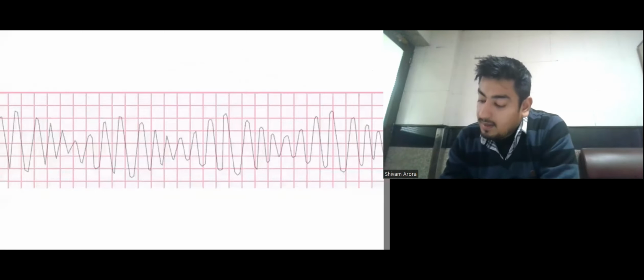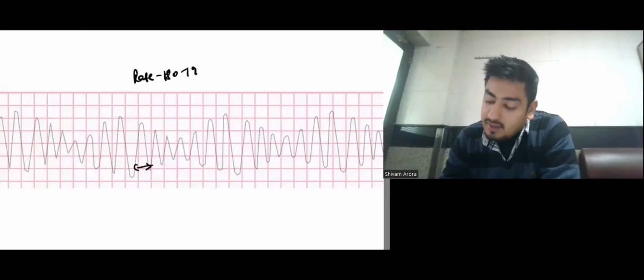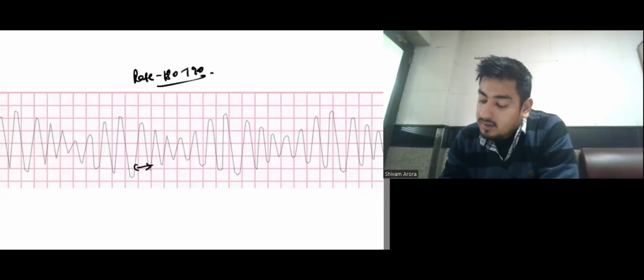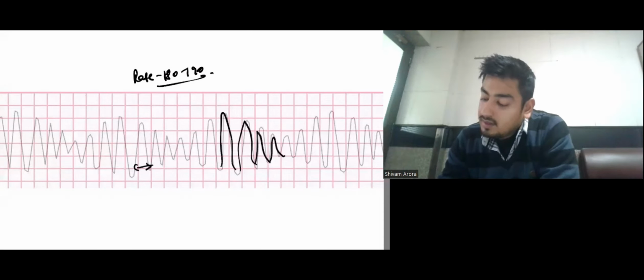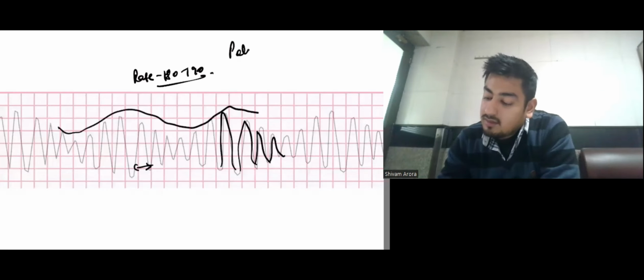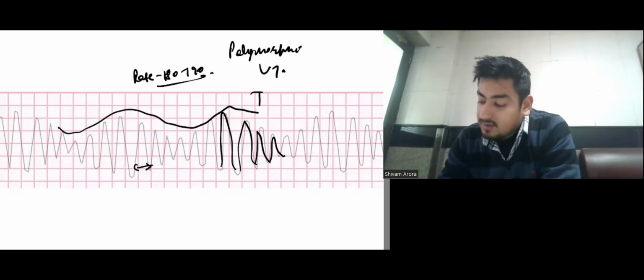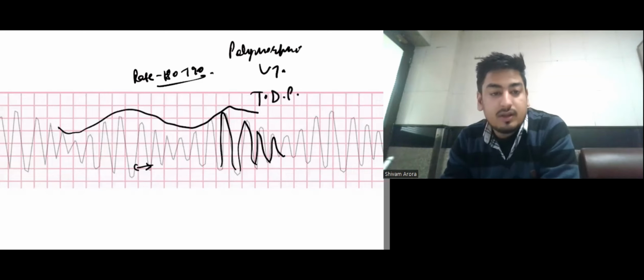Okay. In this ECG, we can see that this is again a broad complex tachycardia. Rate is almost 180 to 190, and the morphology of QRS is different everywhere. And this is forming a pattern like this. So this is a case of polymorphic ventricular tachycardia, which is also known as Torsades de Pointes.